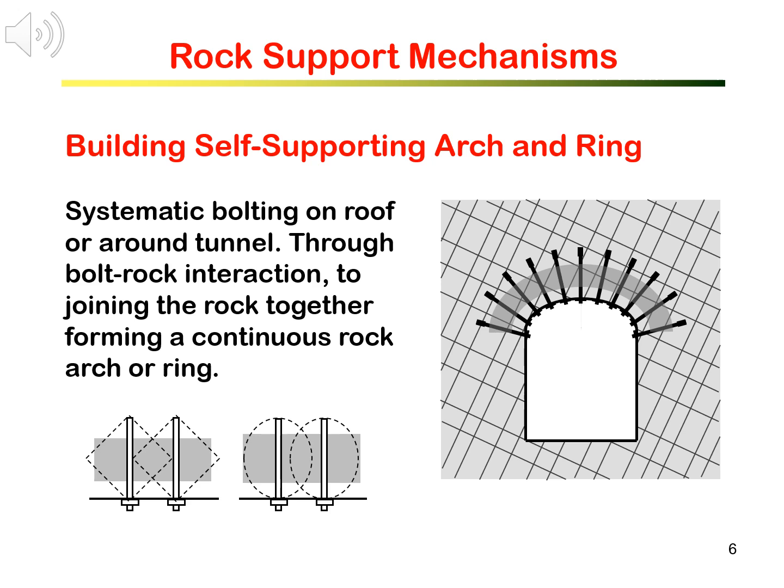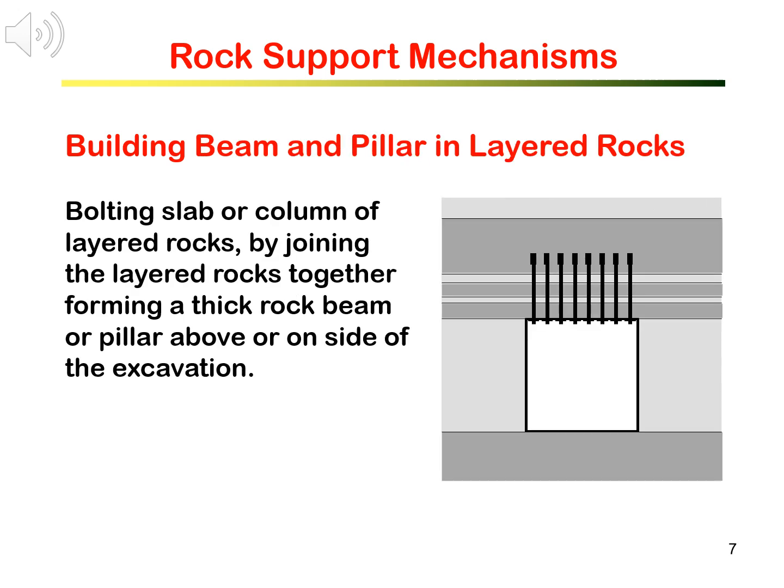The mechanics of bolt-rock interaction and formation of continuous rock arch or ring is illustrated by the diagram below. The dotted zone is the continuous zone reinforced by the rock bolts. For layered rock masses, by bolting the layered rock together, we can make a thick and continuous rock beam on the roof of the opening for horizontal layers, and rock pillar at the side walls for vertical layers. The mechanism is the same. Bolts fasten the discontinuous rock together and make them continuous.